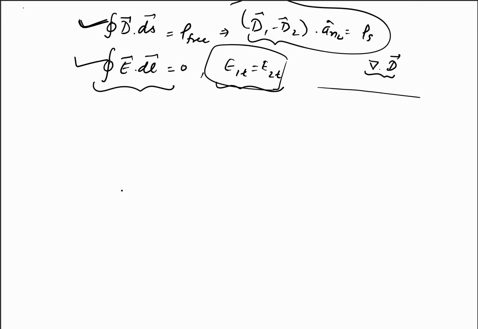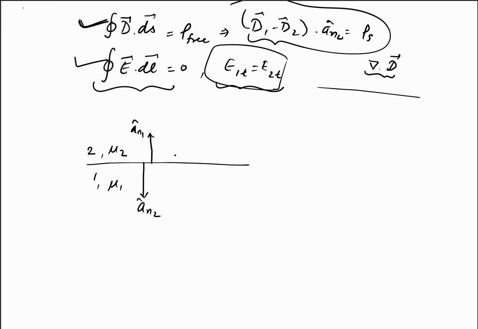So let us say that this is an interface. This is media 1, this is media 2. It is having mu1, mu2. Again, away from medium 2, this is the normal vector an2, and away from medium 1, this is normal vector an1. So we will first derive the boundary condition for the normal component of the field.